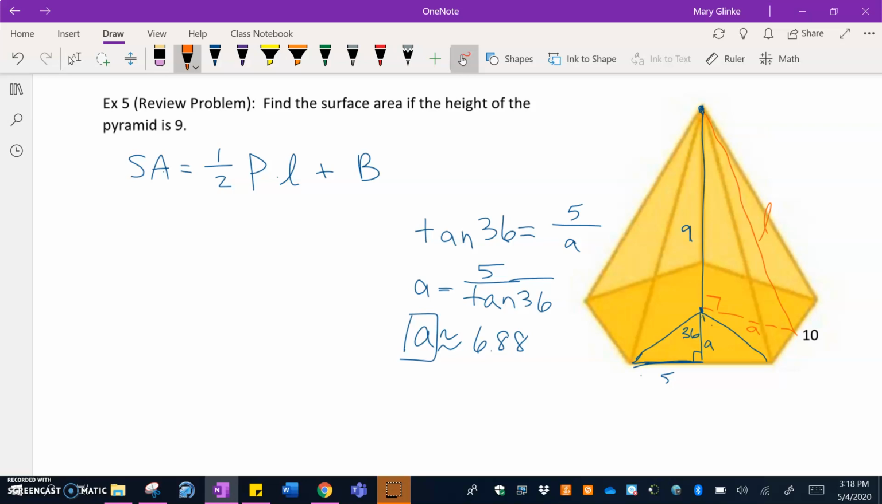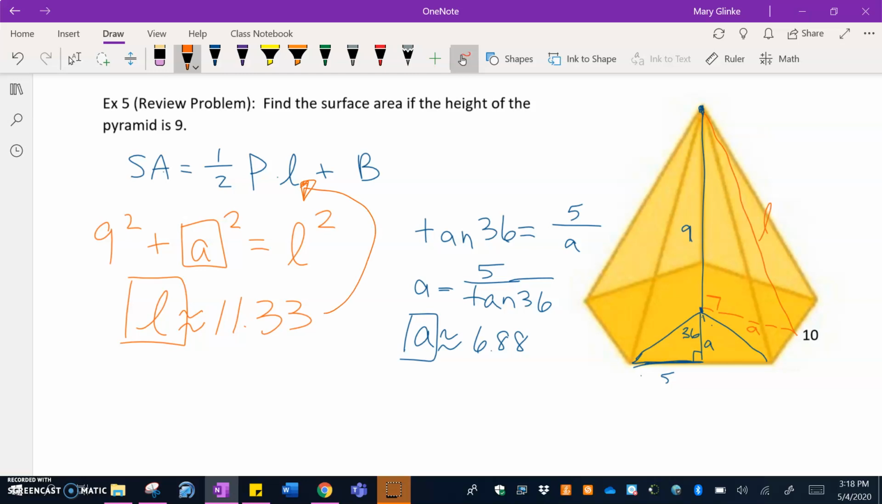So if we do 9 squared plus our apothem, which we stored, squared, that's going to be our slant height squared. And so we solve that, giving us a slant height of approximately 11.33. And again, we're going to store L in our calculators so that we can use it in our formula.